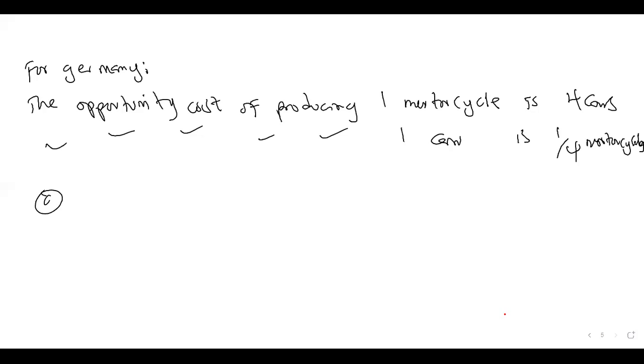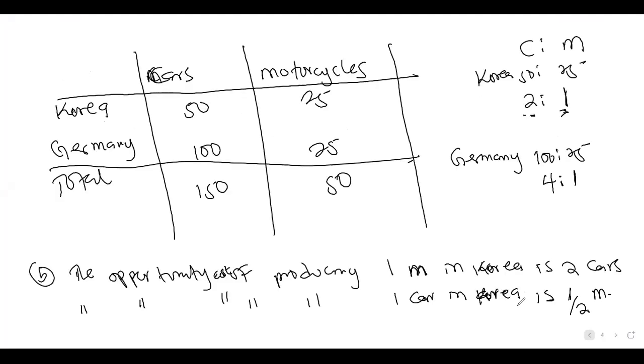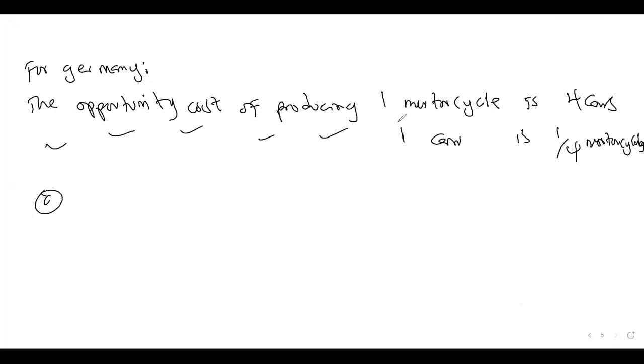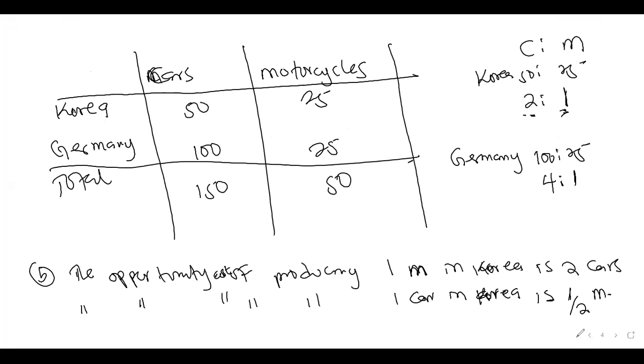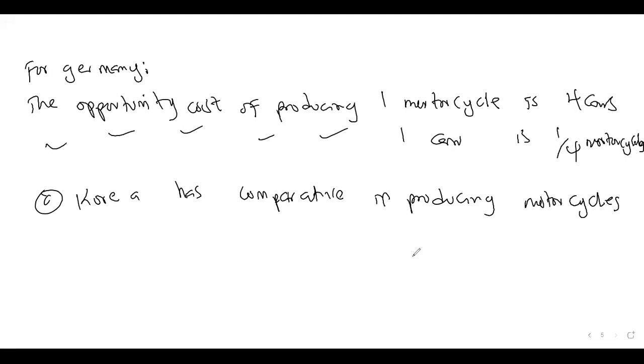So if you look at this, you are going to compare. That's why we use the word comparative advantage. We are going to compare. So for Korea, anytime they produce one motorcycle, it costs them 2 cars. For Germany, anytime they produce one motorcycle, it costs them 4 cars. All right. So it means that it costs Korea relatively less to produce a motorcycle than Germany. So it means that Korea has comparative advantage in producing motorcycles, all right?